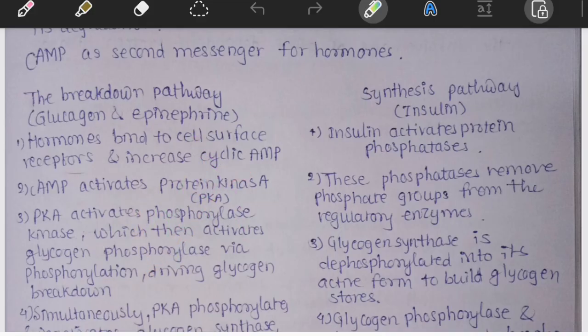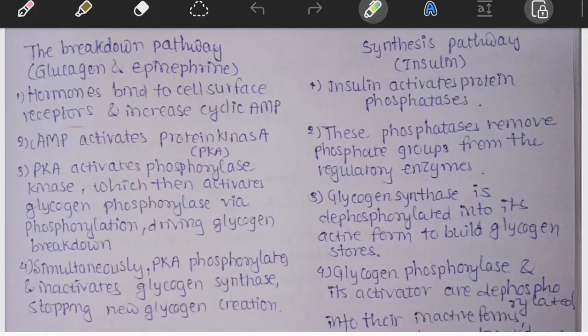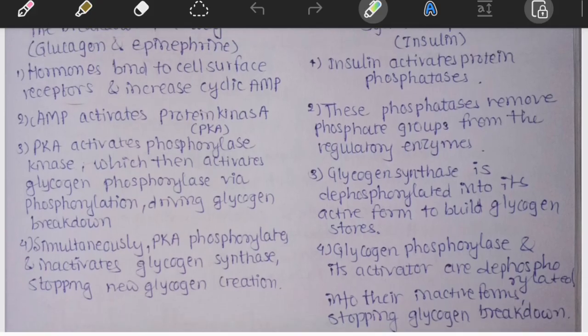Now everything starts happening very quickly. PKA activates phosphorylase kinase, and phosphorylase kinase then phosphorylates the glycogen phosphorylase. Once phosphorylated, the glycogen phosphorylase becomes active and results in massive glycogen breakdown. But something else happens simultaneously.